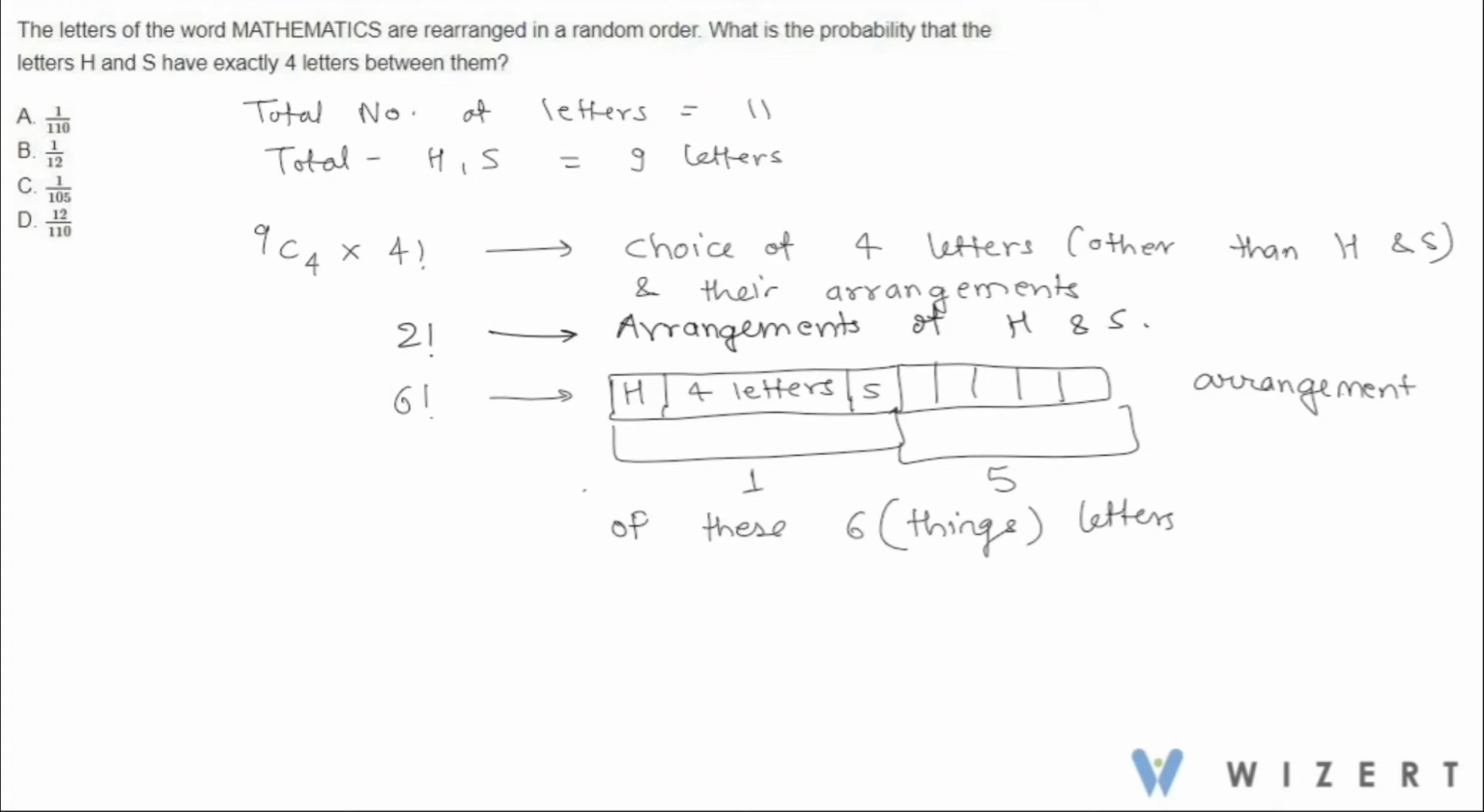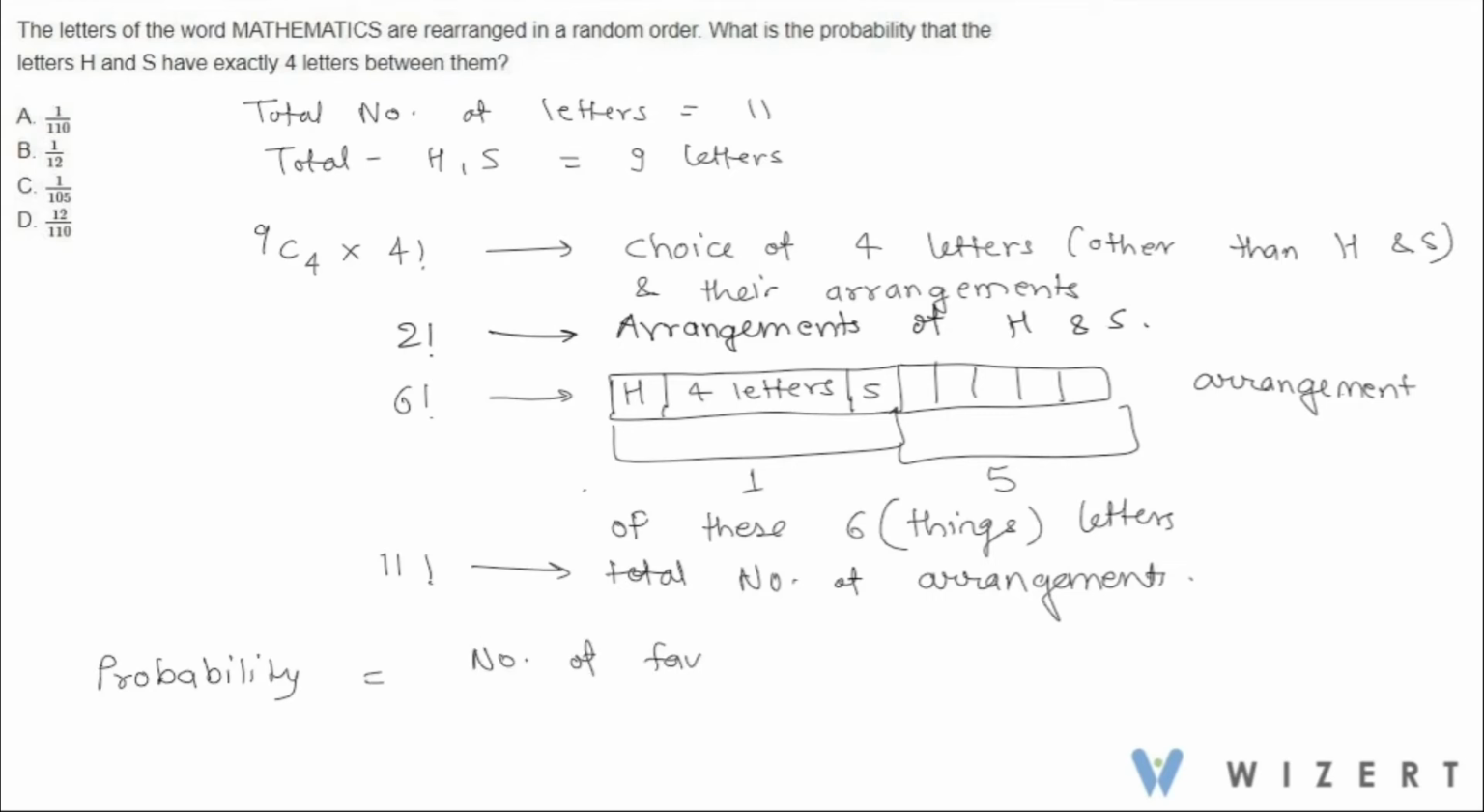And the next thing that we have is 11 factorial, which is the total number of arrangements. Now we know probability is the number of favorable events divided by the total number of events.